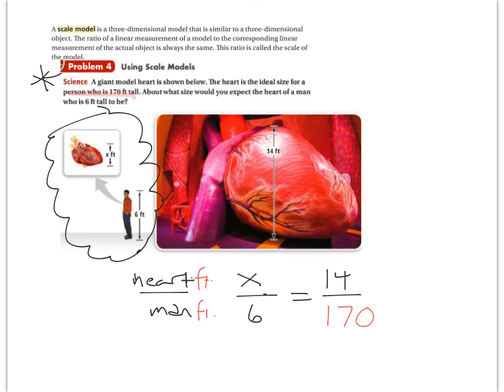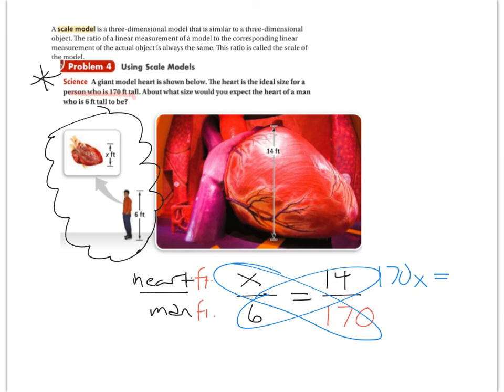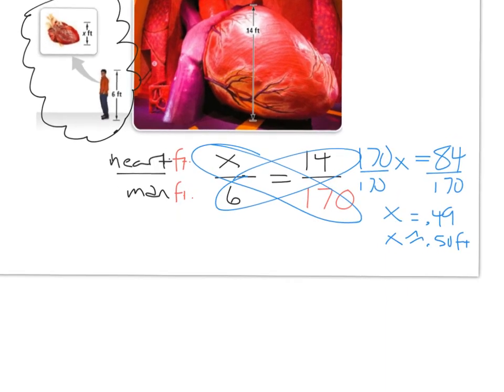And so from here, guys, we will begin our journey of cross multiplying. We get 170x equals 6 times 14, or 84. Divide by 170. Now, I know we're getting a decimal here, but it's okay. It's 0.49, or we could say x is about 0.50 feet. I want you to think about that for a second. Half of a foot would technically be, so this is like saying x equals half of a foot, which equals 6 inches. That's pretty logical for your actual heart to be.